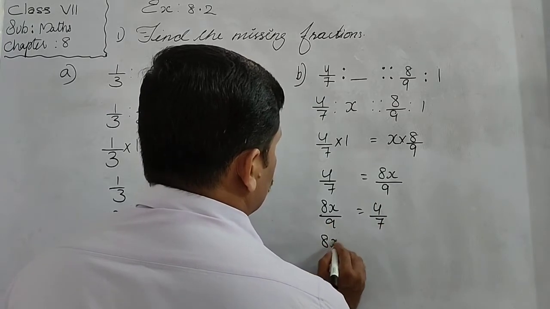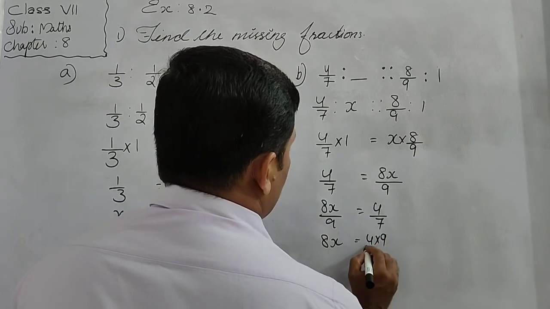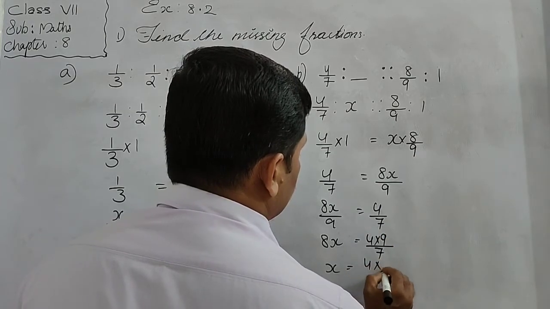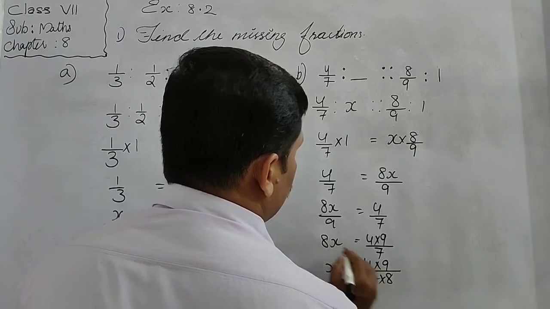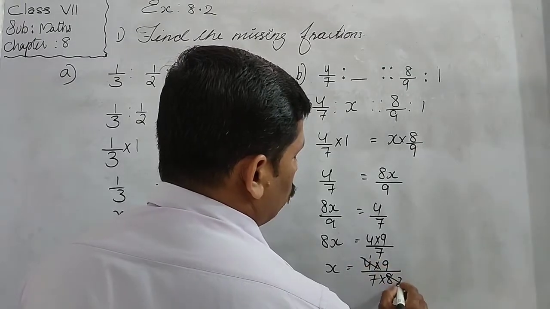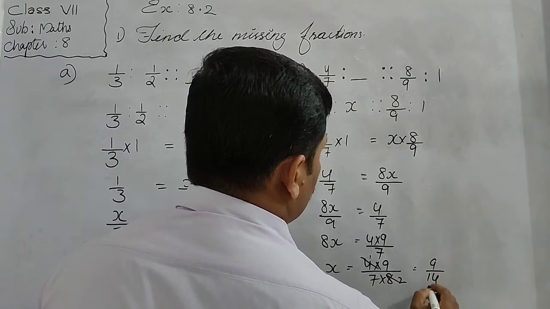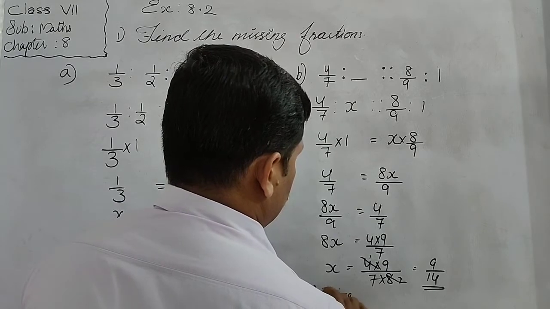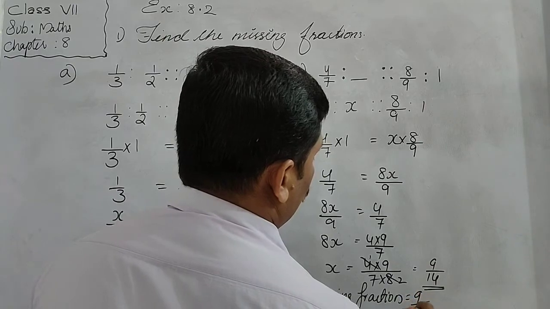Therefore, for 8x, first we take this 9 to the other side, then this division changes to multiplication, upon 7. Then x is equal to, this 8 also we shift to the other side, 4 into 9 upon 7 into 8. This multiplication changes to division. Here students we can cancel 4 and 8 to 1 and 2. Therefore the answer will be 9 upon 7 twos are 14, 9 upon 14. So the missing fraction is equal to 9 upon 14.